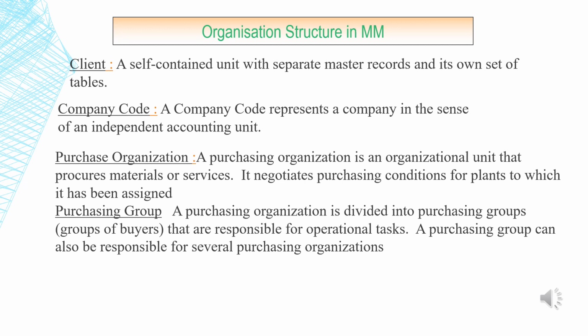After that, purchasing organization. A purchasing organization is an organization unit that procures material and services and negotiates the purchasing conditions for the plant to which it has been assigned. Purchasing group is an organization unit divided into purchasing groups as buyers that are responsible for the operational tasks. A purchasing group can also represent several purchasing organizations.